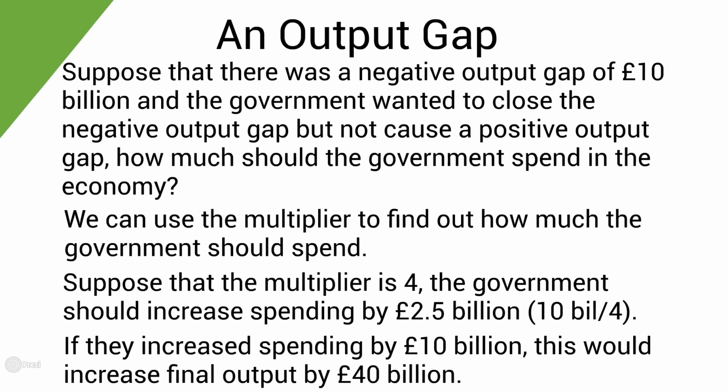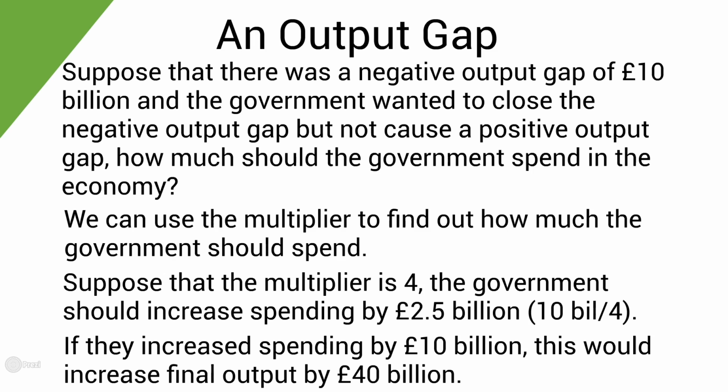If the government increased their expenditure by £10 billion, which is the value of the output gap, this would increase final output by 40 billion, which is too high, and this would lead to a positive output gap in the economy.